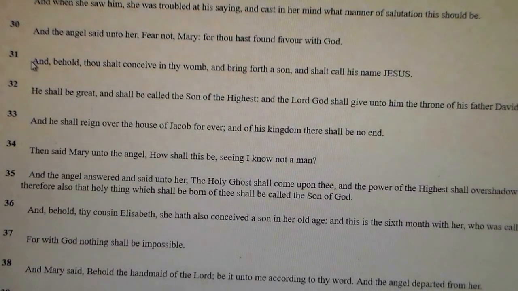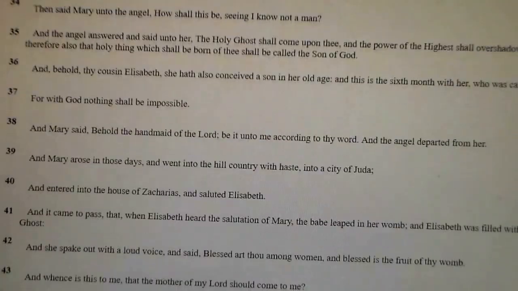And verse 31 says, "And behold, thou shalt conceive in thy womb and bring forth a son. Thou shalt call his name Jesus. And he shall be great, and shall be called the Son of the Highest. And the Lord shall give unto him the throne of David. And he shall reign over the house of Jacob forever, and of his kingdom there shall be no end." Then said Mary unto the angel, "How shall this be, seeing I know not a man?" She's not doubting. She just wanted to know how it's going to be, right?